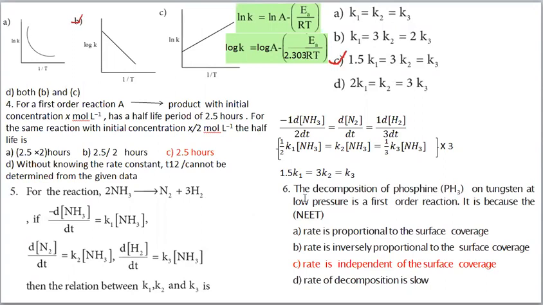Now let us see question number 6. The decomposition of phosphine on tungsten at low pressure is a first order reaction. It is because actually for a first order reaction, the rate is independent of the surface area of the catalyst. So here option C is the correct one. Rate is independent of the surface coverage.